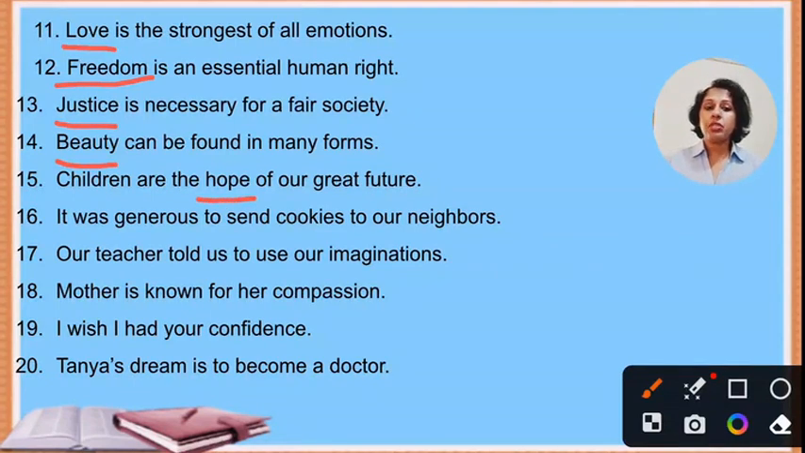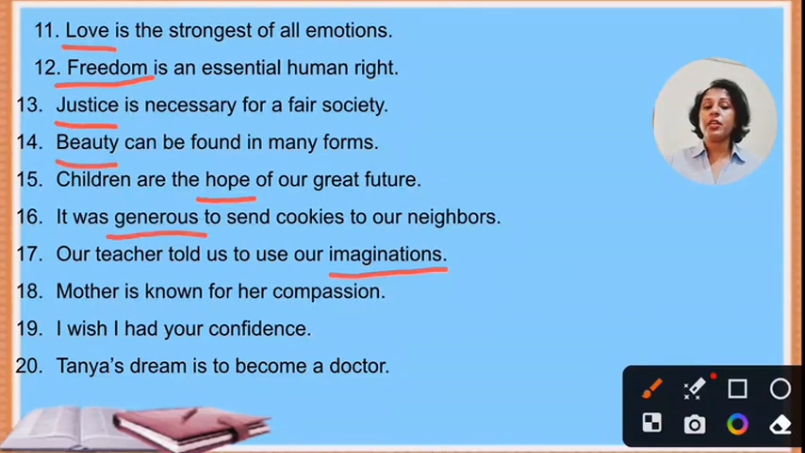It was generous to send cookies to our neighbors. The word generous is an abstract noun. Our teacher told us to use our imaginations. The word imaginations is an abstract noun.